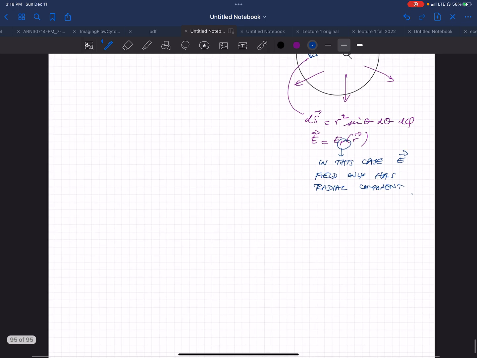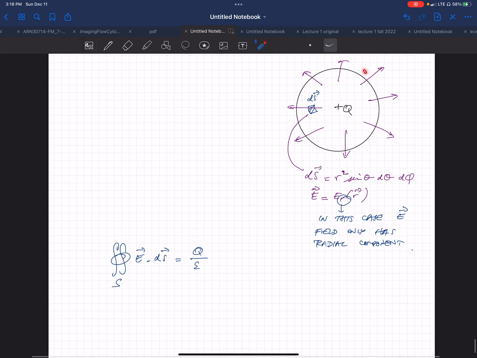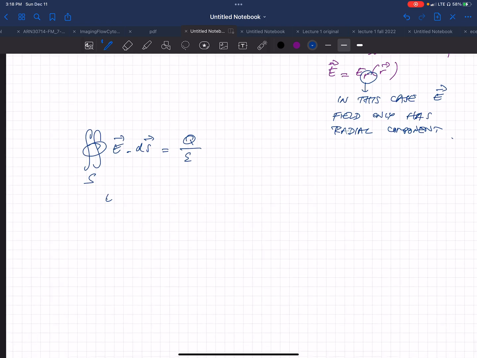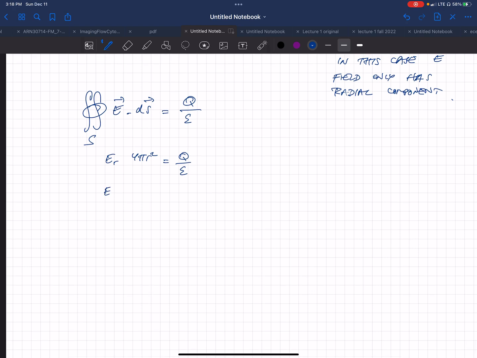Okay, so we do the Gauss's law thing, which is we integrate over the closed surface E dot ds, and that's equal to the total charge inside, which is plus q over epsilon. Since we took the simple case of this being a sphere, our integral ends up being very easy. It ends up being E sub r times 4 pi r squared, which is the surface of the sphere, equals q over epsilon, and E sub r is q over 4 pi epsilon r squared.